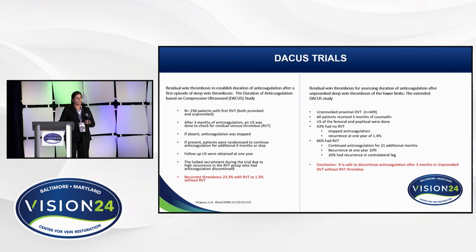Now, 66% had residual vein thrombosis. They were randomized to continue for an additional 21 months, so a total of 2 years. And what they found, the recurrence rate at 1 year was 10% in this patient population. And it wasn't necessarily limited to that one leg, which speaks to the fact that there's probably some hypercoagulable state that's ongoing in these patients. And I think the takeaway I had was that if I do see a patient that had a proximal clot that has resolved, I think that screams favorable prognosis with a low recurrence rate. So I think that was the major takeaway there.